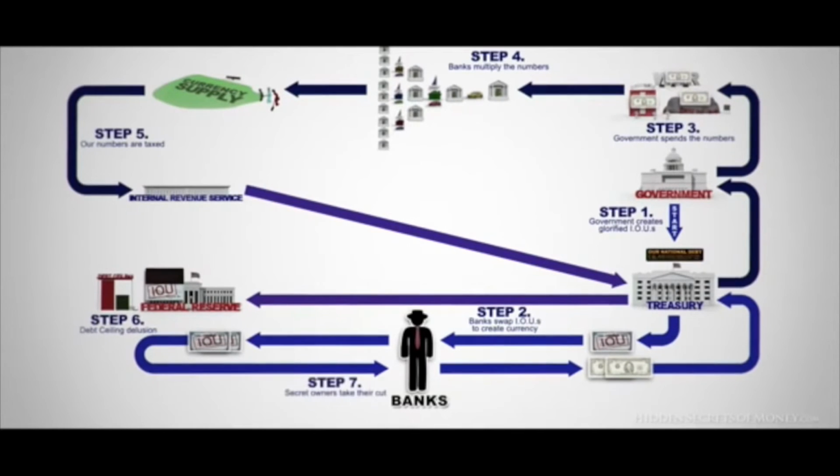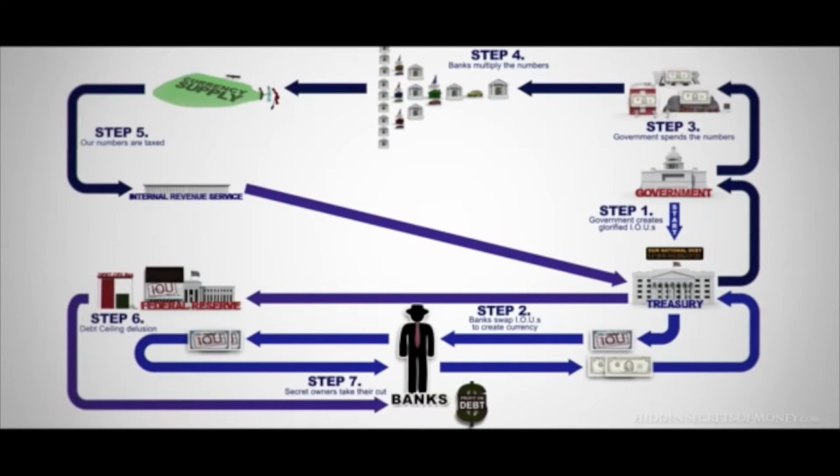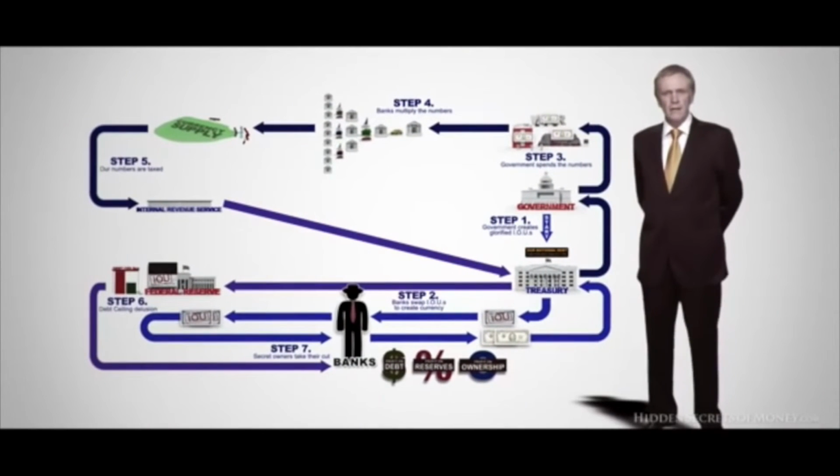And finally, step 7. The secret owners take their cut. The world's largest banks own the Federal Reserve. Those banks make a profit selling our national debt to the Fed. They make a profit when the Fed pays them interest on the reserves held at the Fed, and the Fed pays them a 6% dividend on their ownership of the Fed. This system is fundamentally evil.